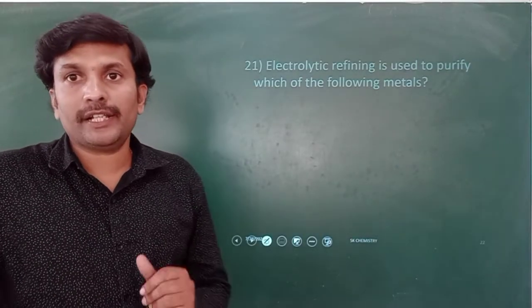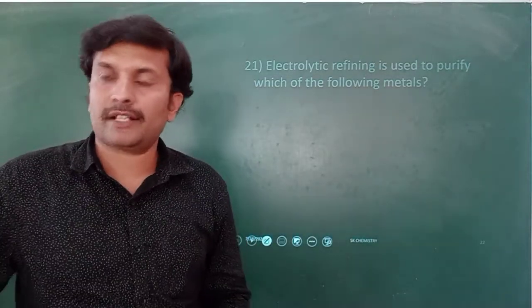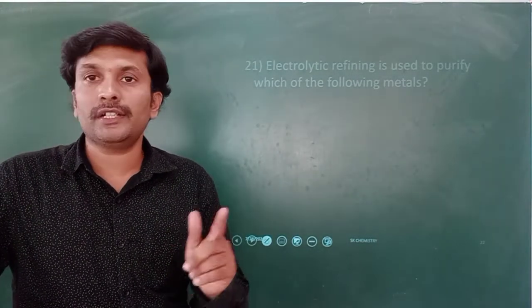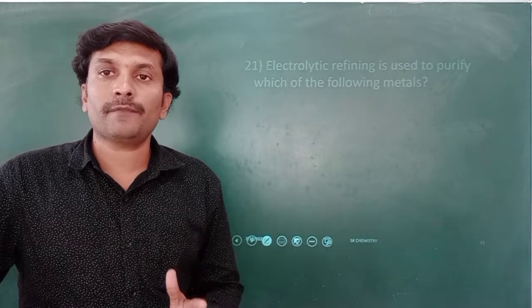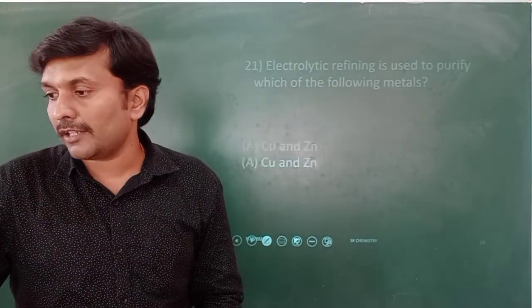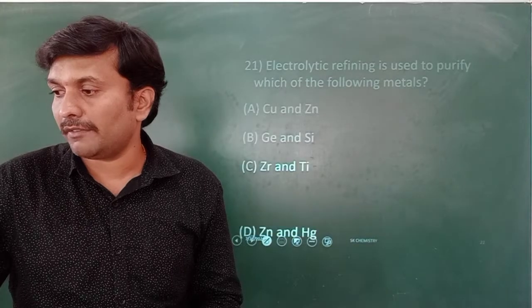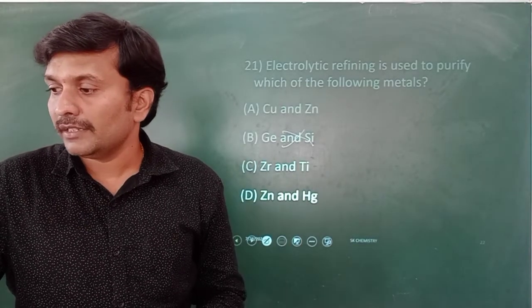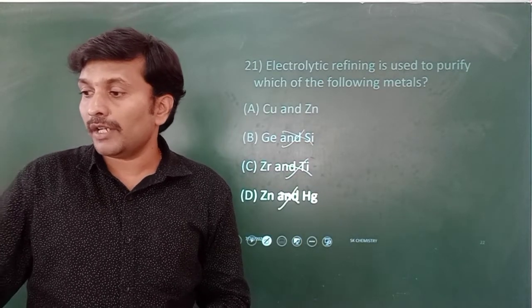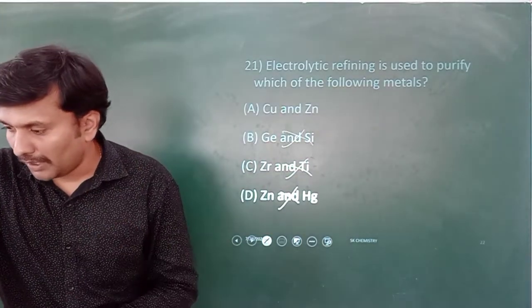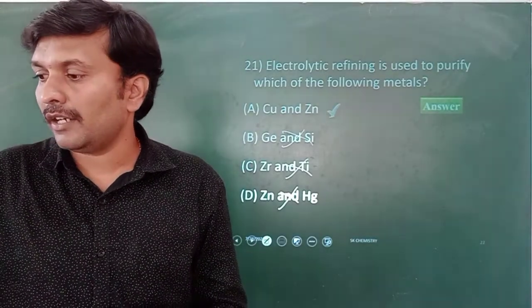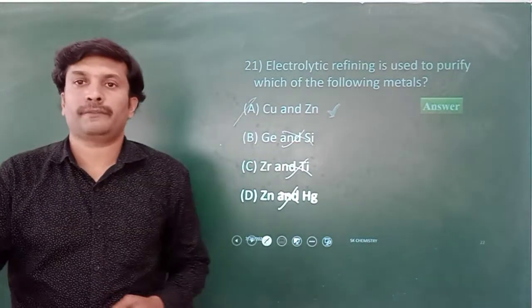Next. 21. Electrolytic refining. Which chapter? Metallurgy. Electrolytic refining is used for purifying which of the metals? Electrolytic refining is for electropositive elements. When it is electropositive elements, which is the electropositive element? This cannot be P. This cannot be zirconium and titanium. It cannot be zinc and mercury. So which is the electropositive element? Over. How many seconds have I taken? Just make a note of it.